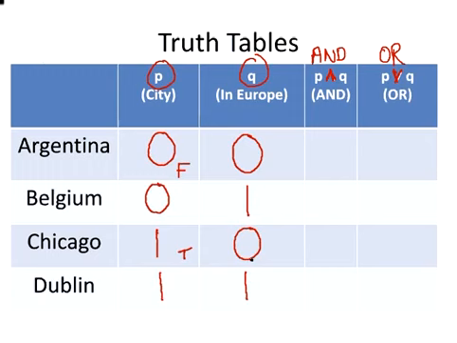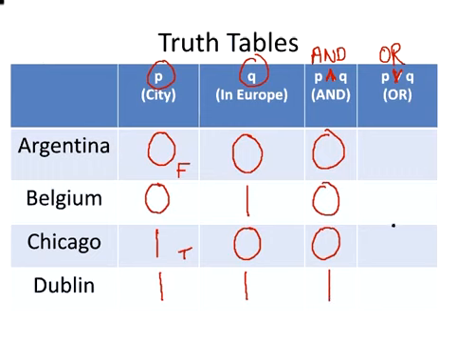So now we're going to look at the AND condition. So what has to happen here is the place has to be a city and has to be in Europe. It has to be a European city, essentially. So Argentina, South American country, not a European city, 0. Belgium is in Europe, but it's not a city, 0. Chicago is a city, but not in Europe, 0. And we have Dublin in Ireland. It's a European city. Give that a 1.